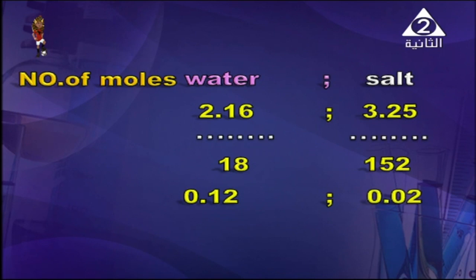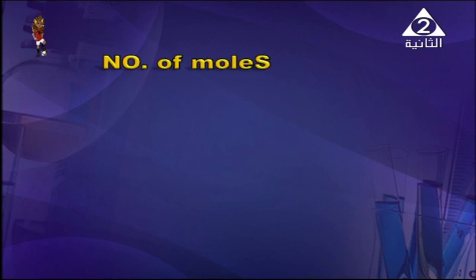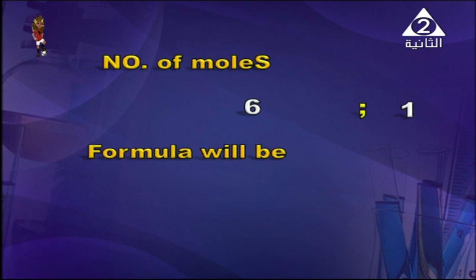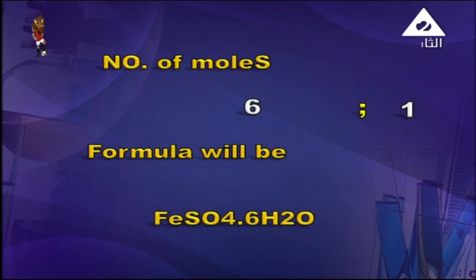This ratio, yes, I can catch the ratio. Now get rid of this point. As you see, the number of moles is 6 to 1: 6 water molecules and 1 of the salt. Oh, the formula. Yes, the formula will be FeSO4 dot 6 H2O. You ask me what this 6 means. I replace X, the number of moles of water, by this number 6. It's easy to catch this problem.